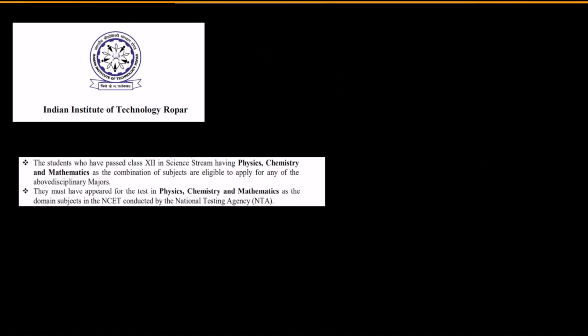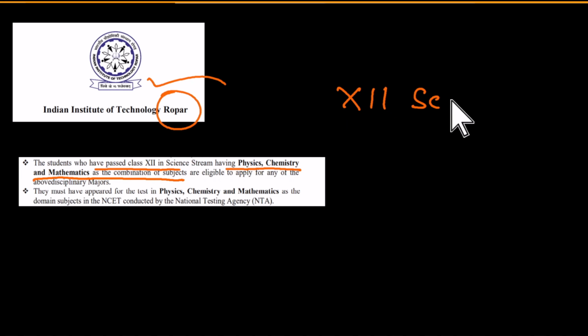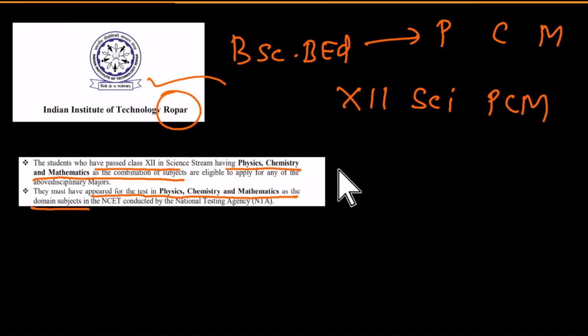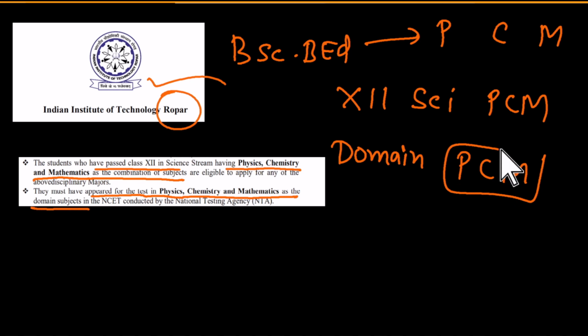Let us proceed further. IIT Ropar. When you go to IIT Ropar, students who have passed class 12th with having physics, chemistry and maths as the combination. So class 12th science students are only welcome here. Again this also gives BSc B.Ed only, and here also you get only physics, chemistry and maths as the domain subject. There is no economics. So class 12th science with PCM subject, very important. Okay, and then must have appeared in the test of physics, chemistry and math as the domain. So again domain only PCM.